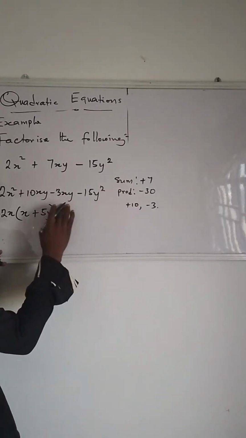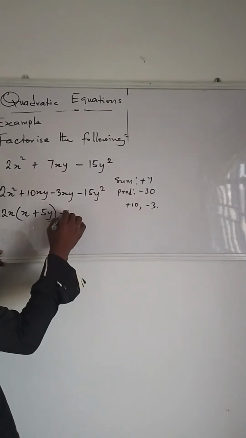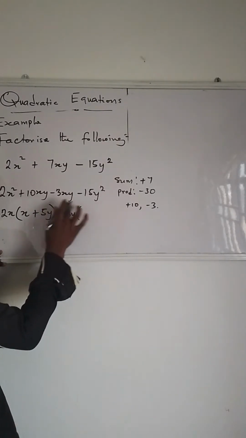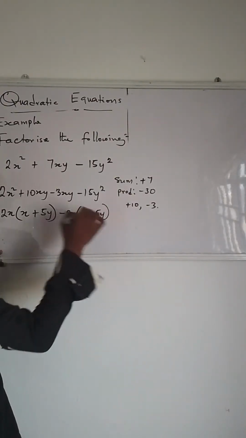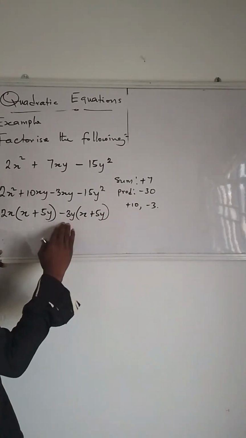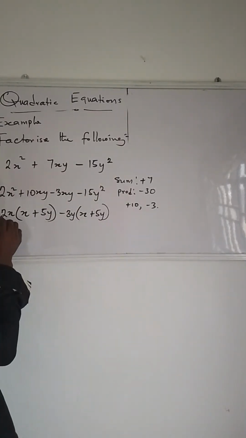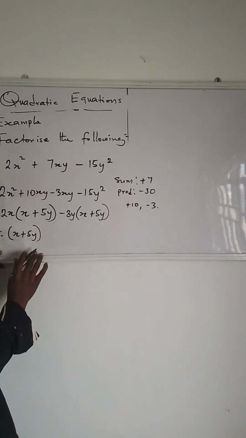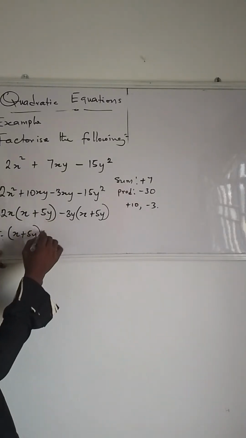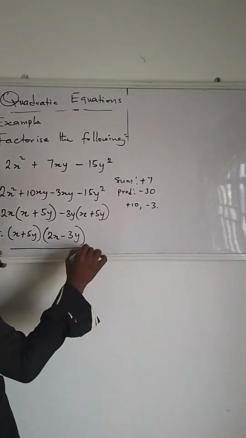What is the HCF of the other two terms? It is minus 3y. When you divide this one by minus 3y, you are left with x. Divide this by minus 3y, you are left with plus 5y. Once you open the bracket, you have what you have here. So now the common factor is x plus 5y. We are left with this and this, so you have 2x minus 3y. This is going to be the answer to the problem.